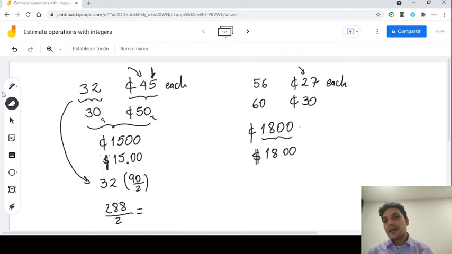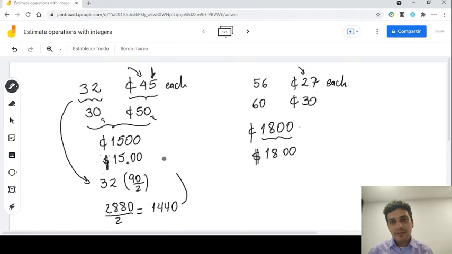I'm going to divide it again. Sorry, and so it will be 1,440. Look at that, it's around 1,500. I just showed you how when I multiply, I check that my number should be around the number that I provided with my estimation.